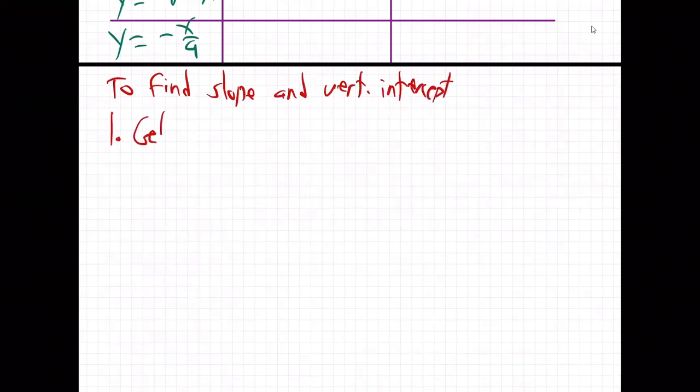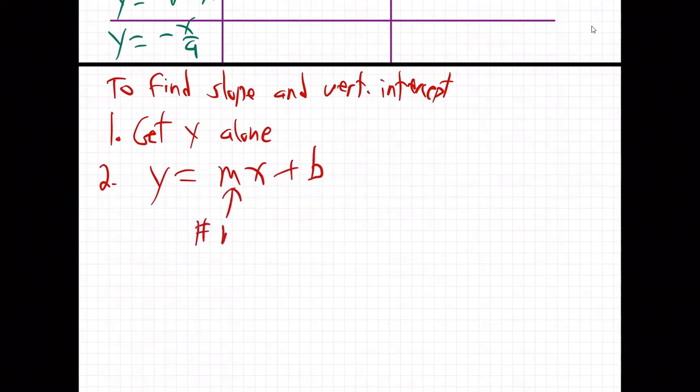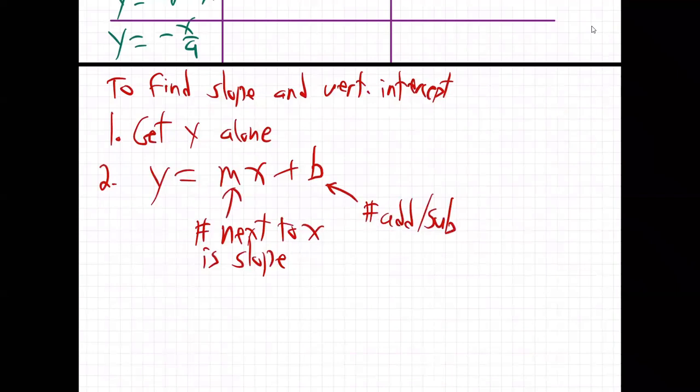Number one, get y alone. And then step two, you're going to have y alone: mx plus b. The number next to x is the slope. The number added or subtracted is the vertical intercept. So there's really the story.